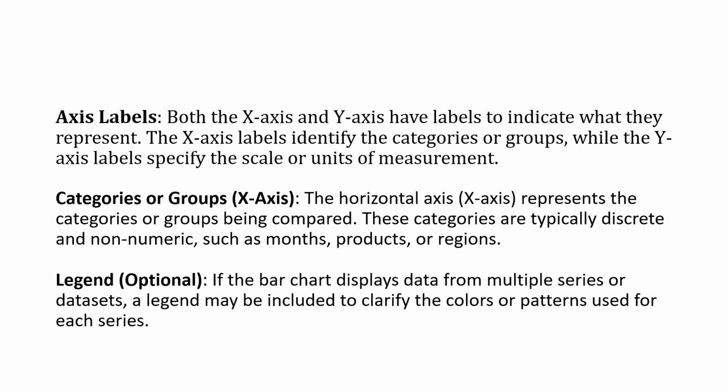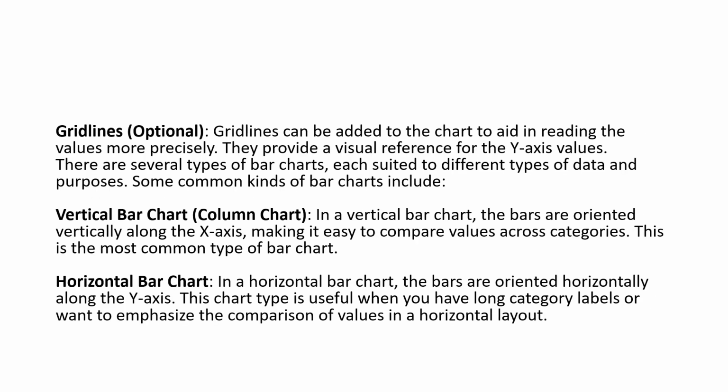And the legend is optional. If the bar chart displays data from multiple series or data sets, a legend may be included to clarify the colors or patterns used for each series. There may be some grid lines or there may not be grid lines. This is optional. And the vertical bar chart, or the column chart, is a vertical bar chart.